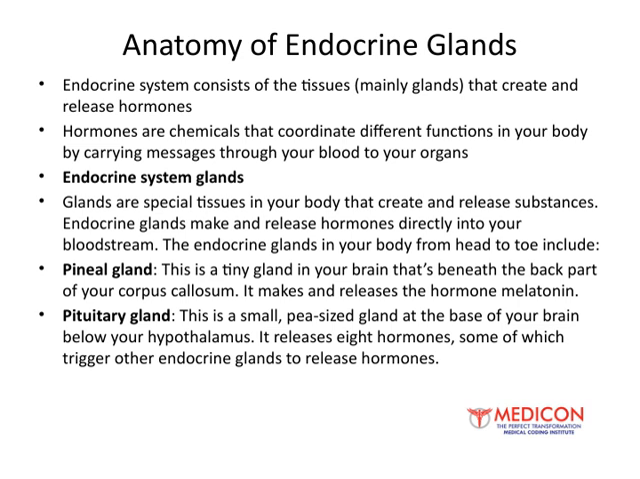Now, if we look at some specific endocrine glands from head to toe, the first one is the pineal gland. It's a tiny structure located deep in your brain, beneath the back part of your corpus callosum. Its main role is to produce and release melatonin, which helps regulate your sleep-wake cycle. Next, we have the pituitary gland. It's small, about the size of a pea, and situated at the base of your brain, just below your hypothalamus. The pituitary is often called the master gland because it releases 8 different hormones, some of which act on other endocrine glands to stimulate them to produce their own hormones.